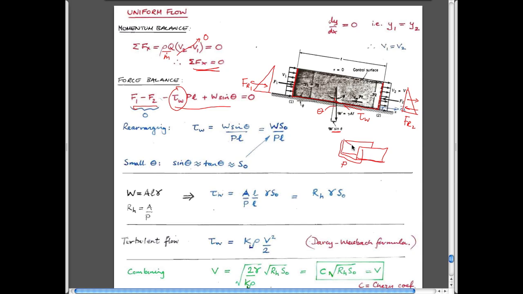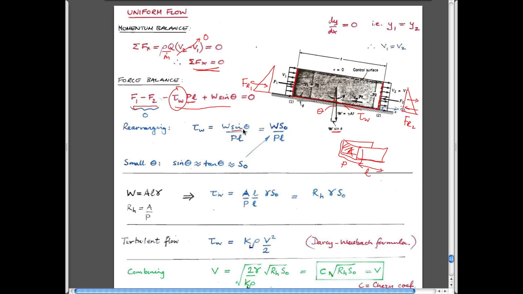Perimeter. Area. So perimeter and the length of this is here. In other words, the perimeter times the length is the area that this shear stress is applied on. If you multiply the shear stress by the area it's applied on, you get a force. This is also a force, as these are forces. So this is just the perimeter times the length, and we end up with this expression here.